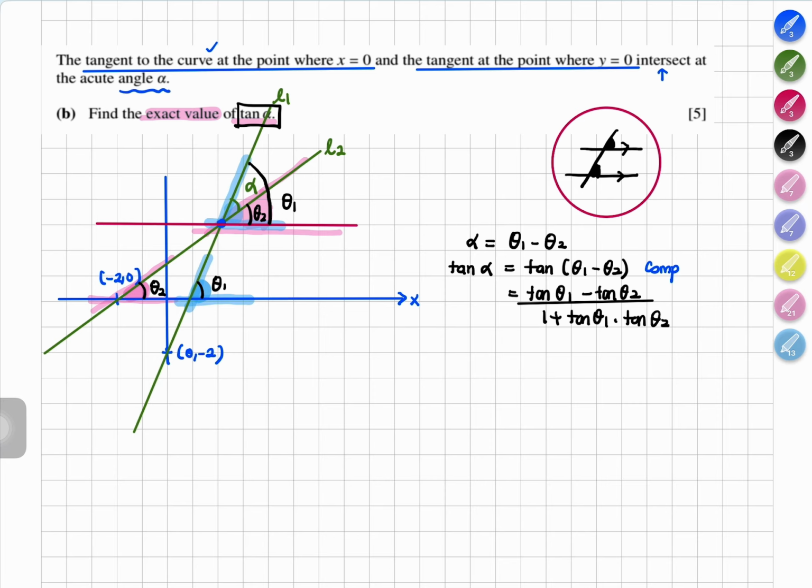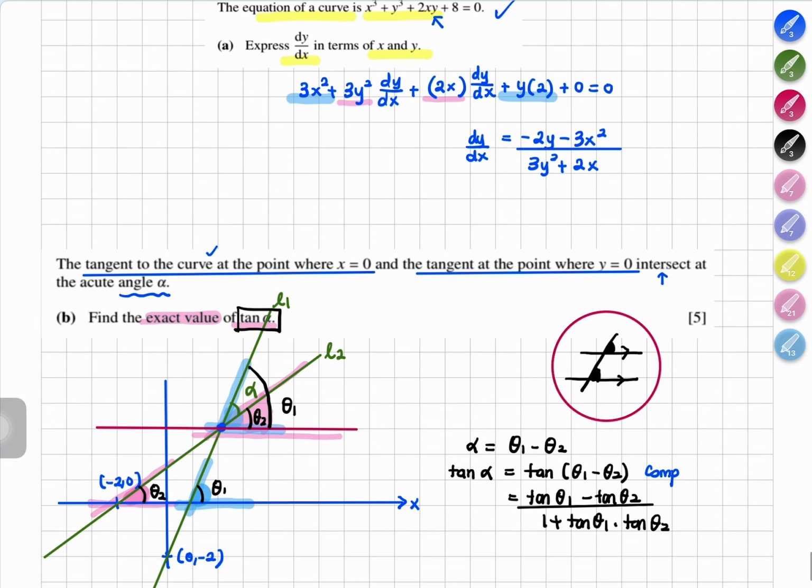So all I have to do is find these tangent values, tangent theta 1 and tangent theta 2. But as per part 1, I only have dy dx. So what is the connection between dy dx and these angles? Okay, step 1. What does this derivative give me? It gives me the slope at the tangent line. Why is it so? What happens at a tangent line?